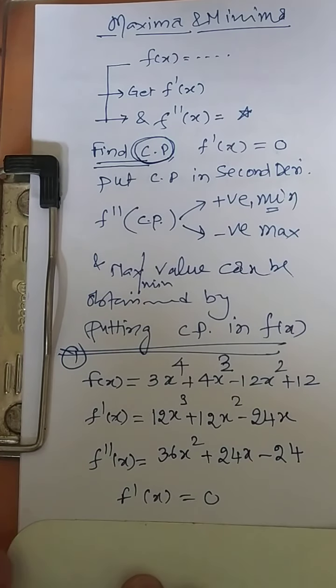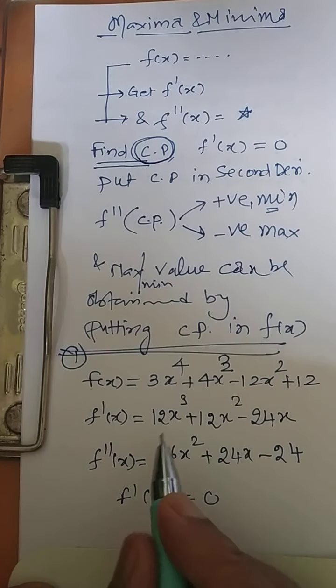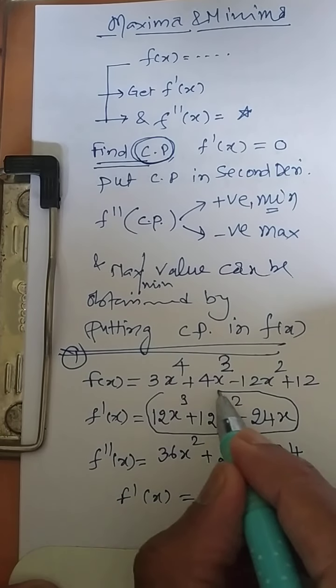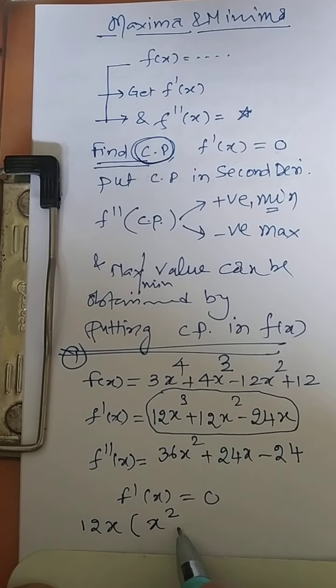Now, for getting a critical point, what should be the approach? f dash of x will be equal to 0. Now, what is f dash of x? f dash of x means this expression. Now, this expression equal to 0. So, what I am doing? I am just taking 12x common. And the rest of the things I am putting in a bracket. It will be x square plus x minus 2 will be equal to 0.